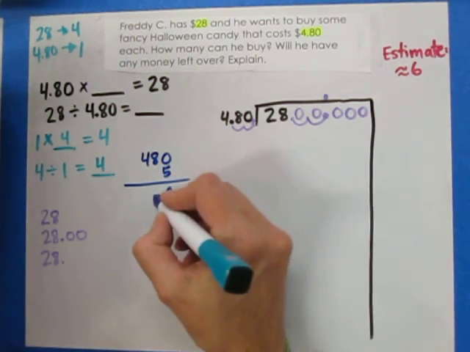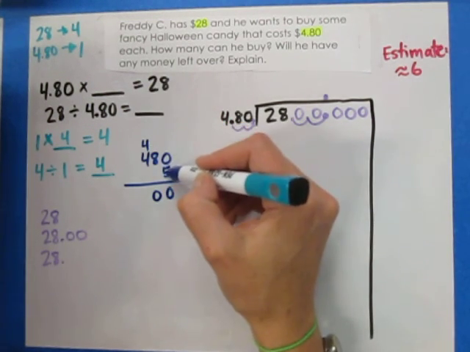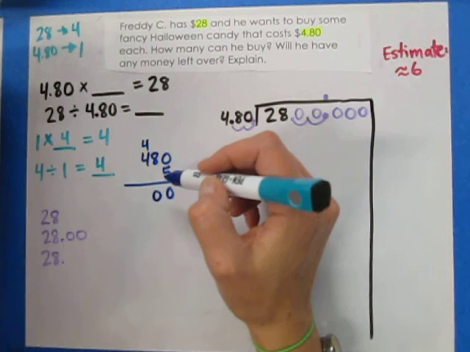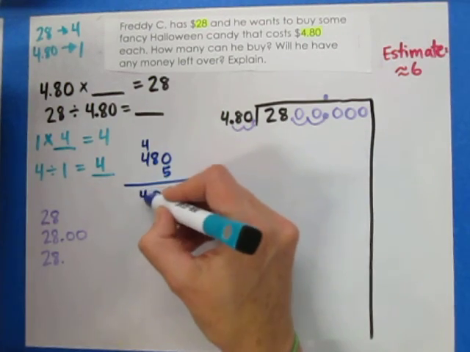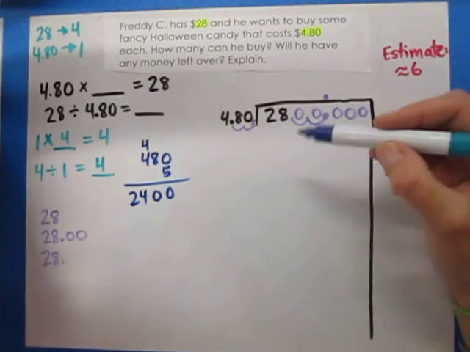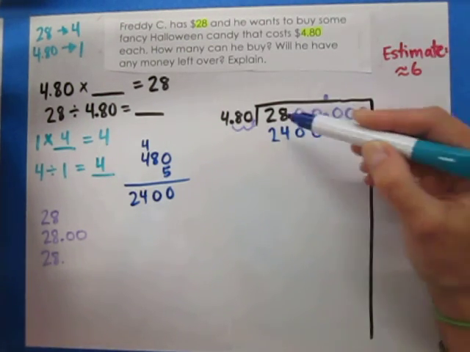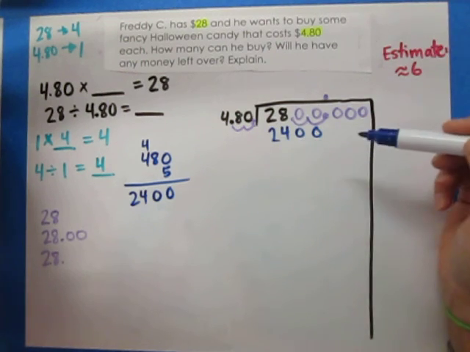5 times 8, it's 40, carry the 4. 5 times 4 is 20 plus 4. Okay, so I'm going to put the 2400 right here, and I can, because it's smaller than 2800.